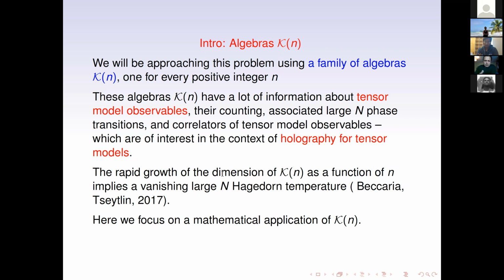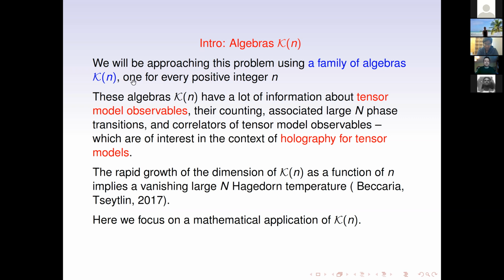So, building on work on tensor models over the years, there are some insights that can be brought to bear on this problem. And that's what I will describe. So we will approach this problem by using a family of algebras, K of n, one for every positive integer n. These algebras have a lot of information about tensor model observables, counting of observables, large n phase transitions, correlators, and so on, which are of interest in the context of holography.